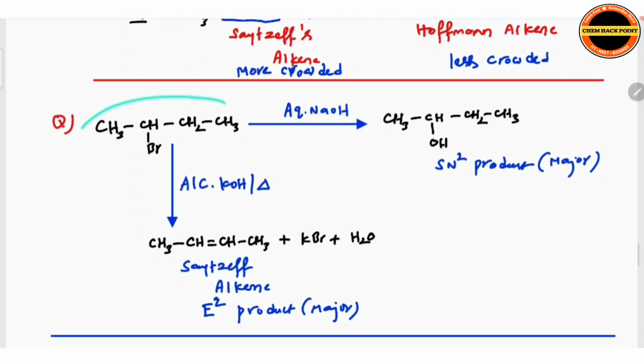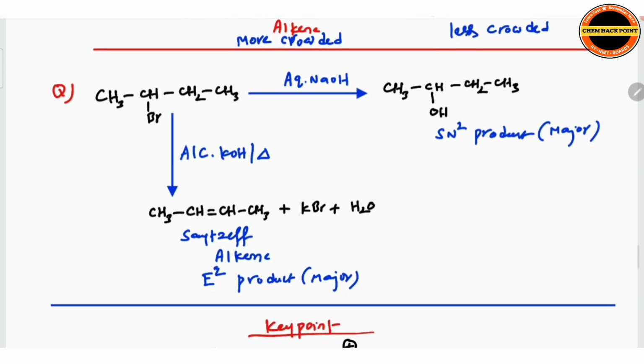For example, see here, alkyl halide with aqueous NaOH gives the SN2 product as the major product, but under high temperature conditions, alcoholic KOH will give the alkene as the major product, which is the E2 reaction, here the SN2 reaction. So now here the Zaitsev alkene is the major product. How is it formed? Here there are two possibilities. After removal of Br, you can remove hydrogen from this side or this side. You can remove hydrogen from the left side or the right side.